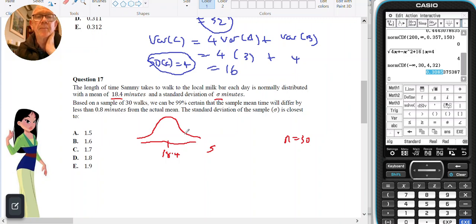99% sure that the sample mean is somewhere between here and here, and that's 0.99, and that's going to be 0.8 minutes. So up to 19.2 and down to 17.6. But I don't know what the standard deviation is.